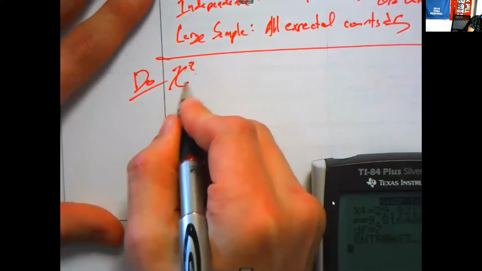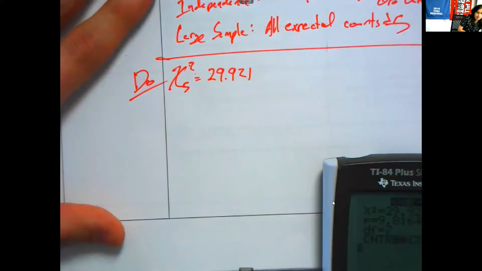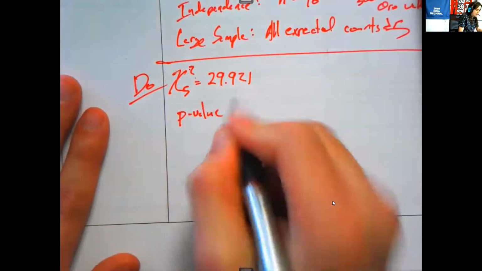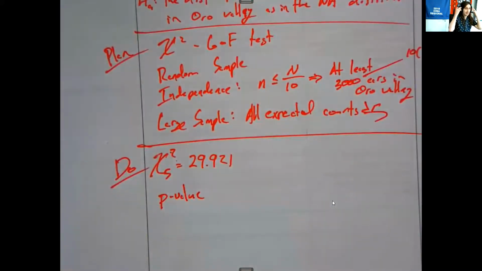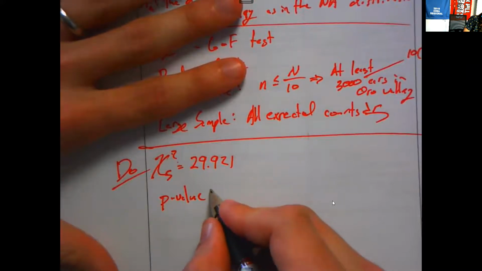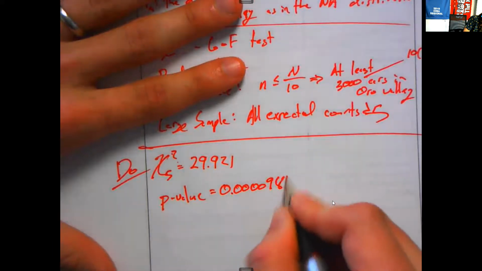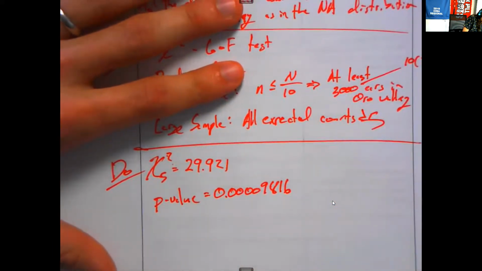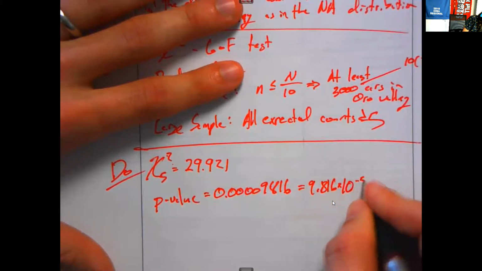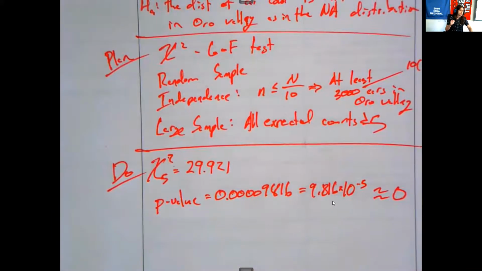Chi-square statistic, 7 degrees of freedom, 29.921. Our p-value, you'll notice your p-value is not 9.8. That's with an e -5. So you could write either 0.000098816, you could write 9.816 times 10 to the -5, or you could write squiggly line 0. I'd be okay with all of those.